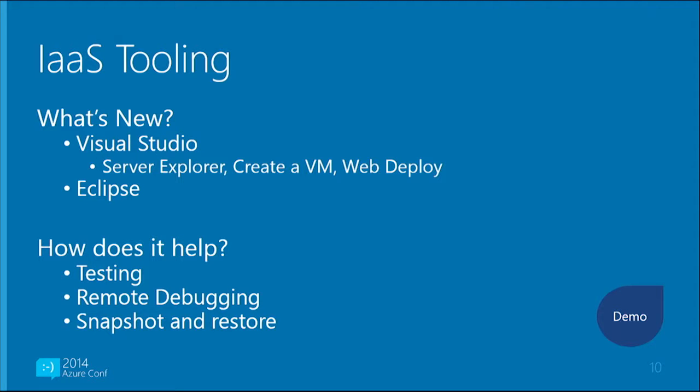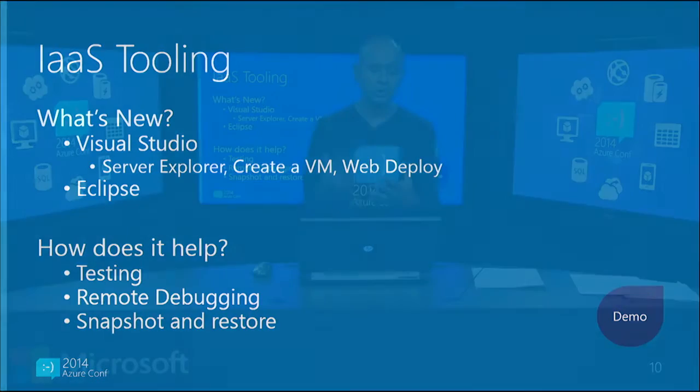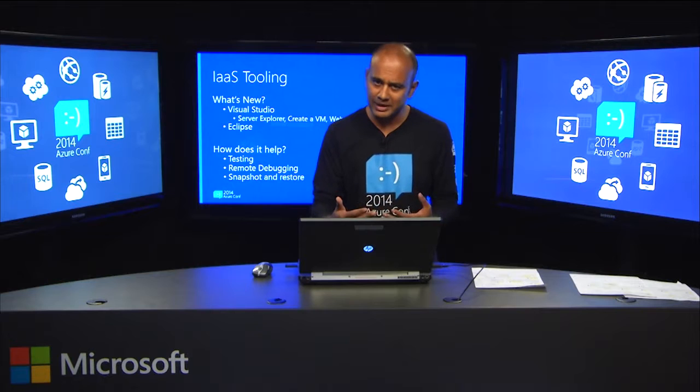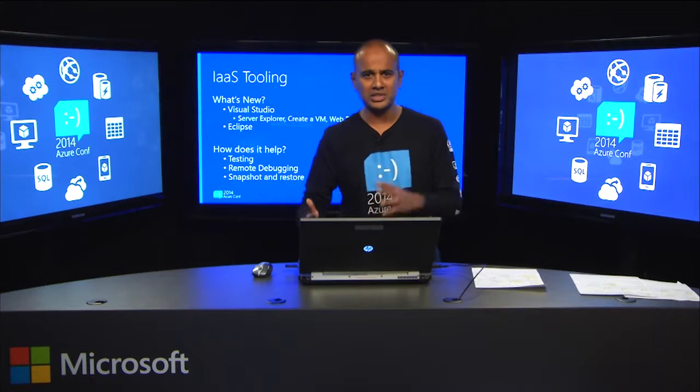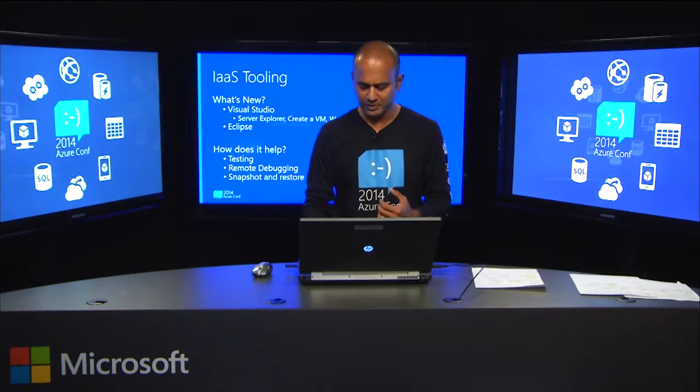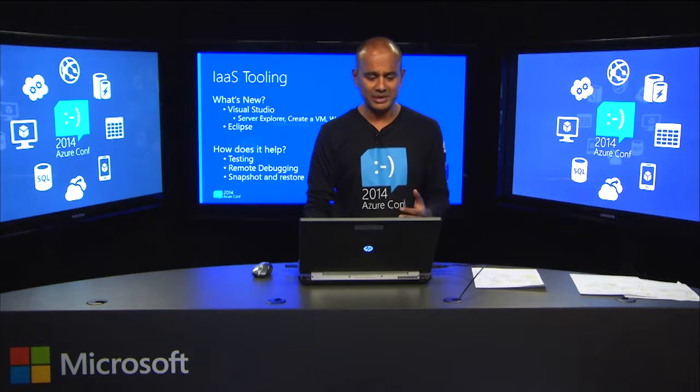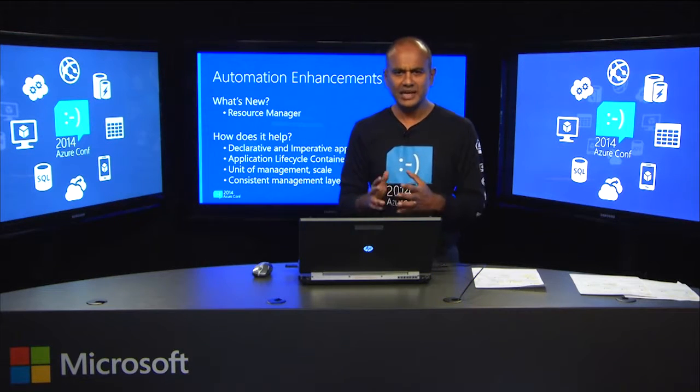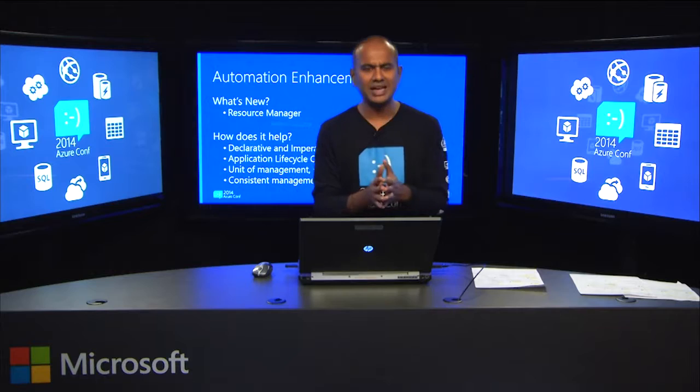So what we saw here was that in infrastructure service, there's new tooling. It can help with remote debugging. You can take snapshots. You can give it to another team, and so on and so forth. So that's the first advancement that I wanted to talk about. The second advancement that I want to talk about is related to the resource manager.